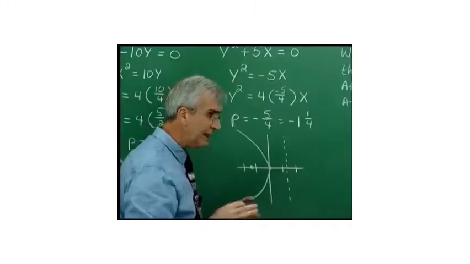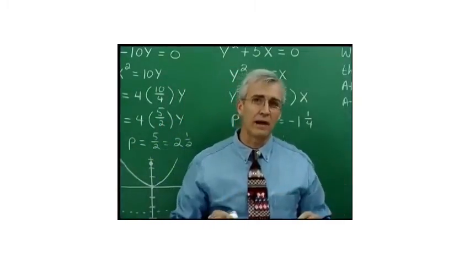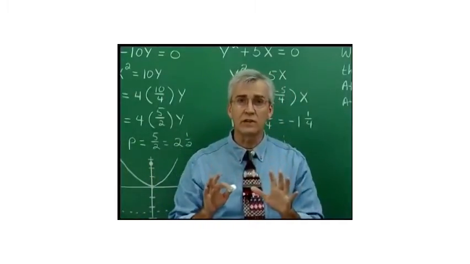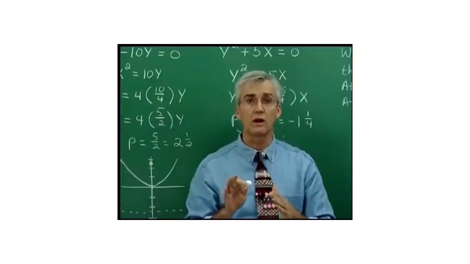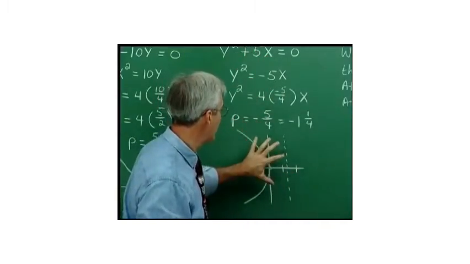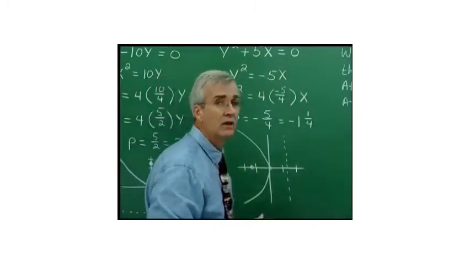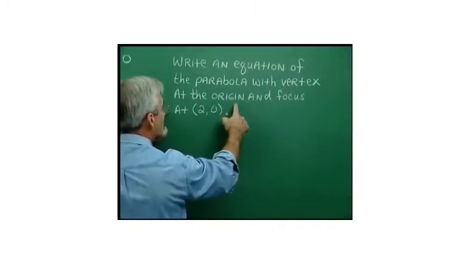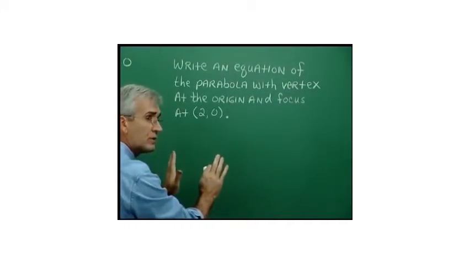Now, in this study, as we have seen a few times in the past, from a teaching standpoint, there are sort of two directions for this study. One direction is where we take an equation and produce a graph, and the other direction is where we take information about a graph and produce an equation. And this next problem is like that. Suppose we want to write an equation of the parabola with vertex at the origin and focus at 2, 0. You see, so with this information, we're going to produce the equation.